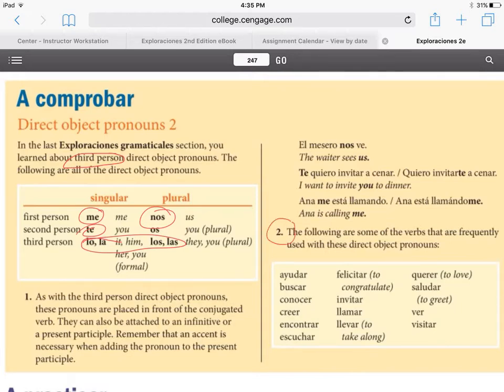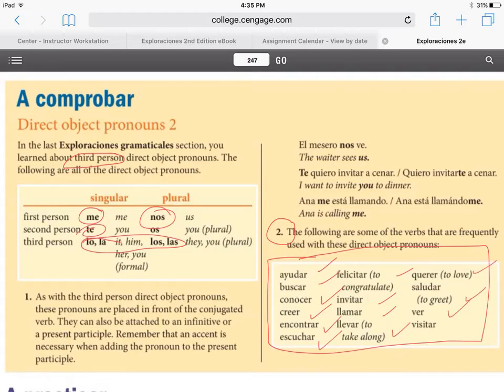They've highlighted these verbs here that are especially common to use with the first and second person direct object pronouns because they're action verbs that have to do with people. So to help, to look for, to know, to believe, to find, to listen to, to congratulate, to invite, to call, to take with you, to love, to greet, to see, and to visit. Those are all verbs that we know.